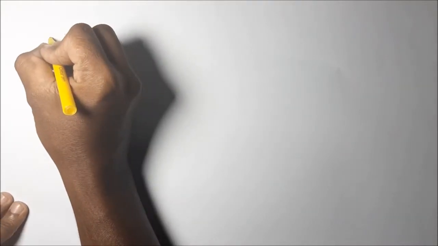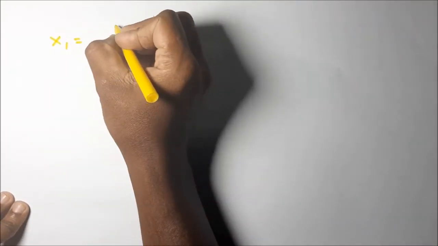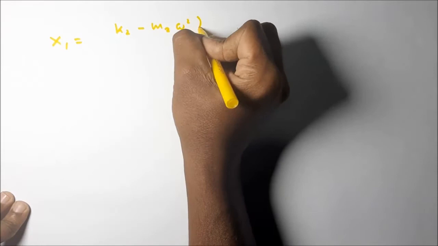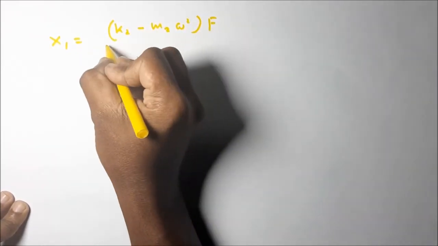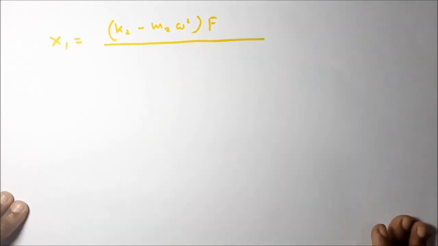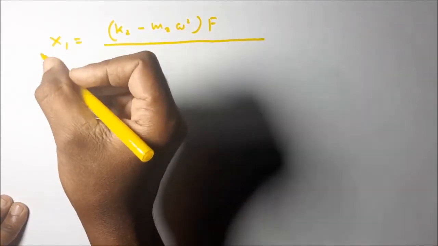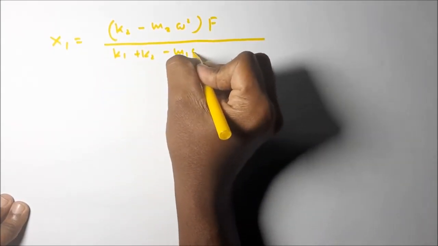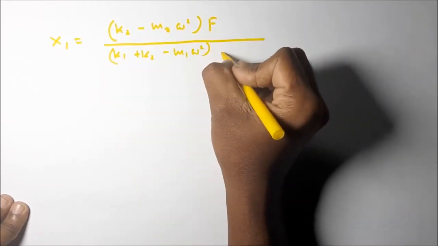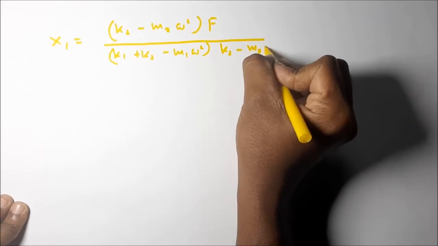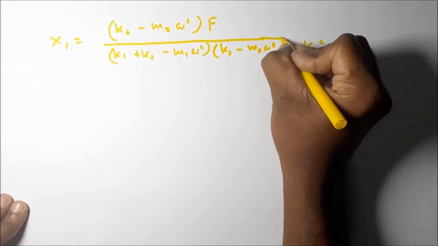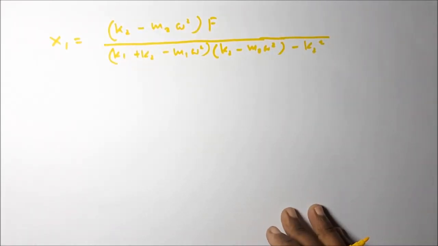For x1 we are getting (k2 minus m2 omega square) times the excitation force magnitude, divided by (k1 plus k2 minus m1 omega square) times (k2 minus m2 omega square) minus k2 square. Okay, this is the x1 we are obtaining after simplifying all the equations.